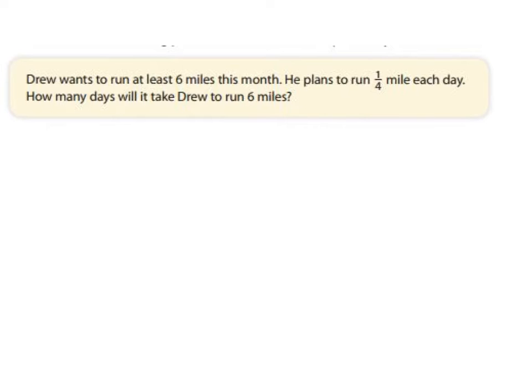So it sounds to me like we're taking 6 miles and we're dividing it by 1/4. We're going to see how many days it would take him if he only went a 1/4 mile a day to get up to 6 miles. So I'm going to draw my model, and I'm going to start it at 0, and I'm going to end it at 6. Here are those 6 miles.